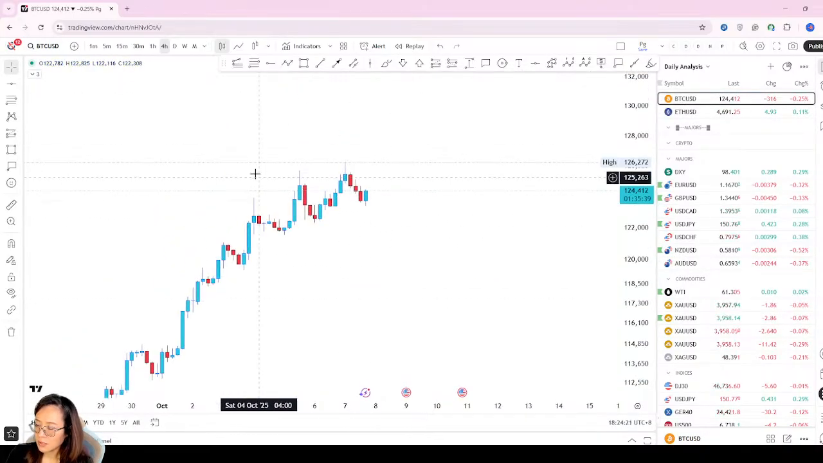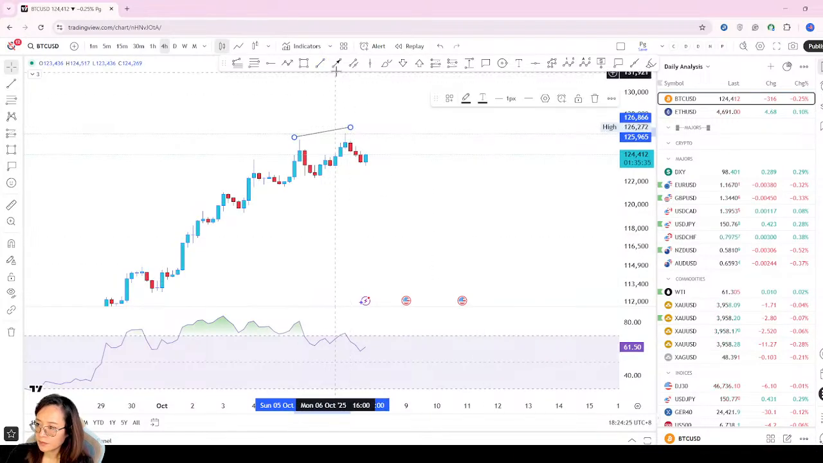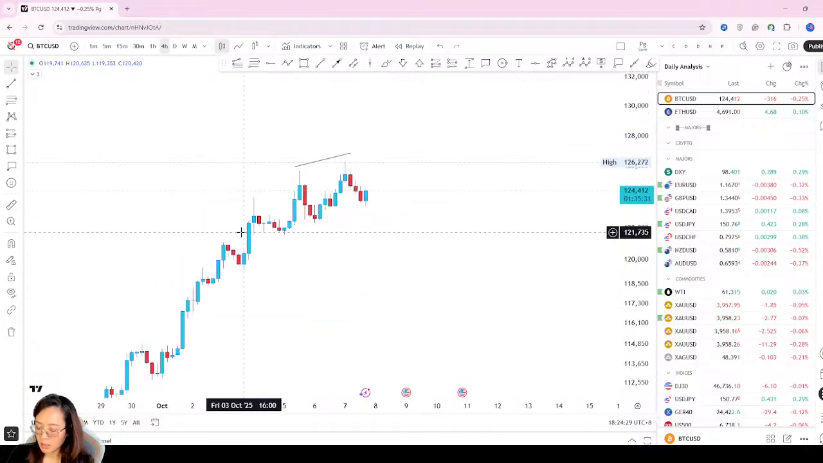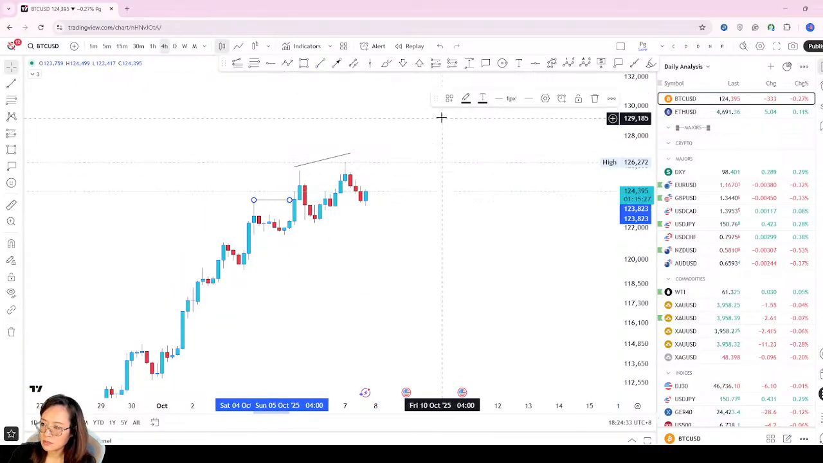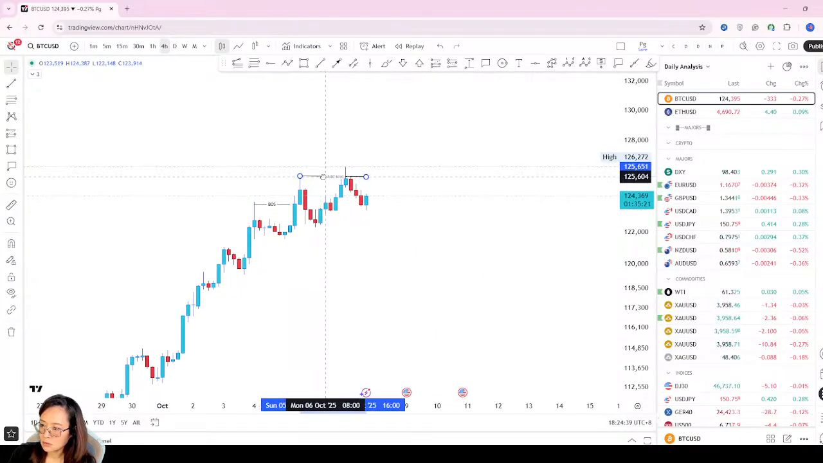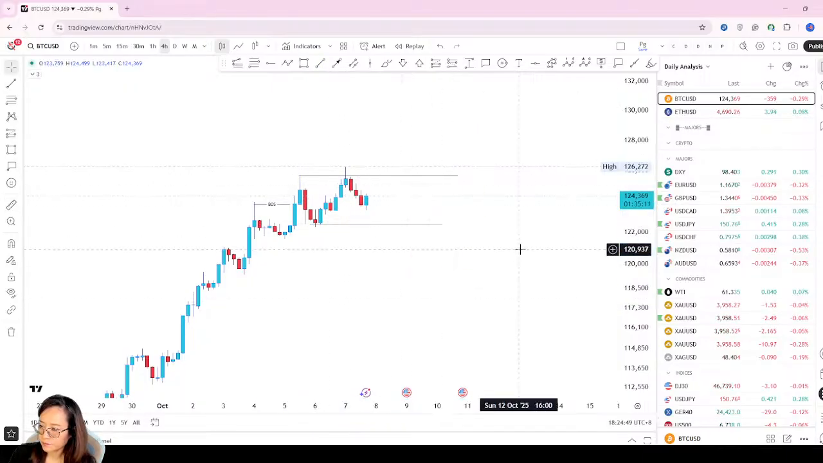Okay, BTC divergence already here. That's why it's time for you to sell. And of course, price still makes the break of structures. It hasn't made a break of structure here, but if they break below this low, that will change momentum already.